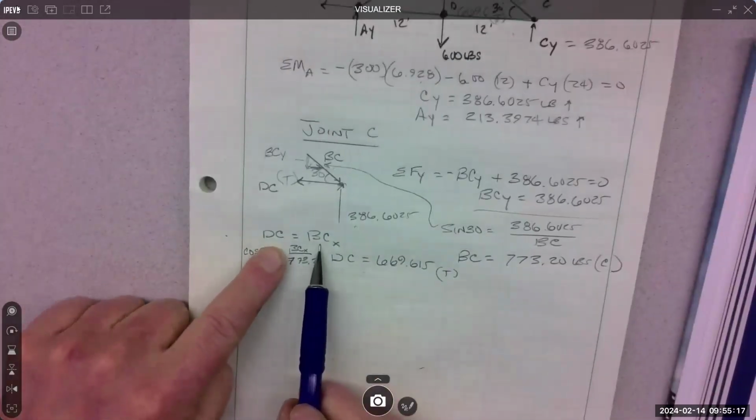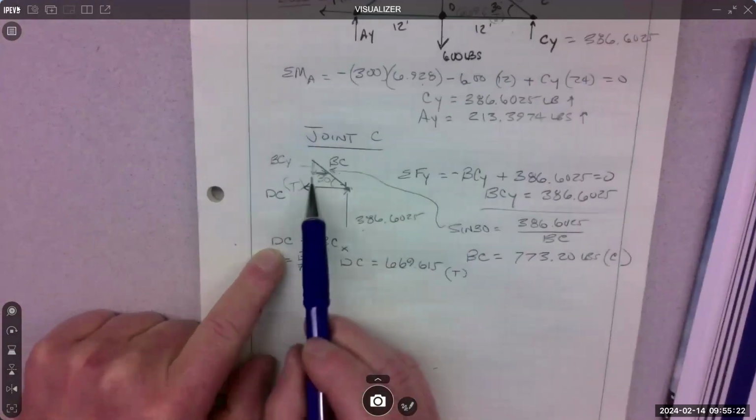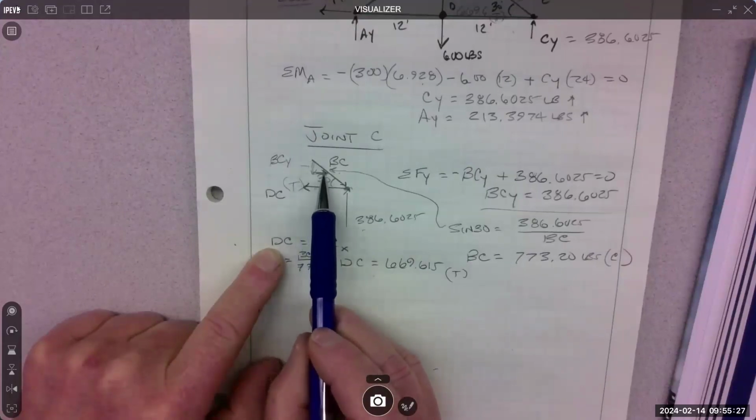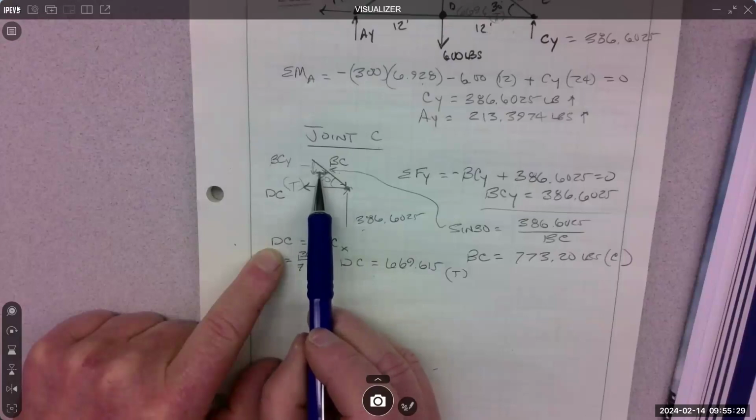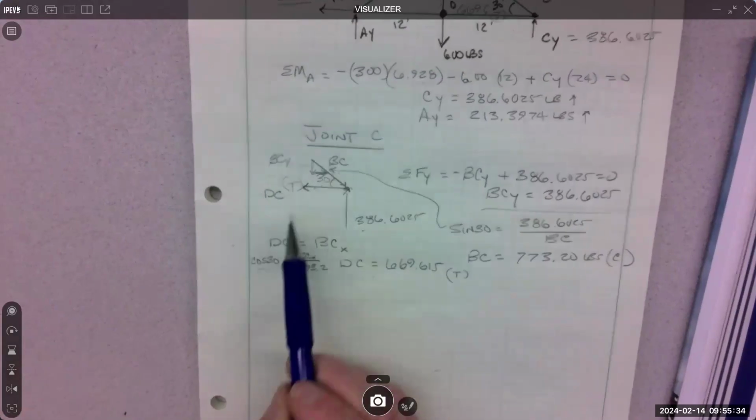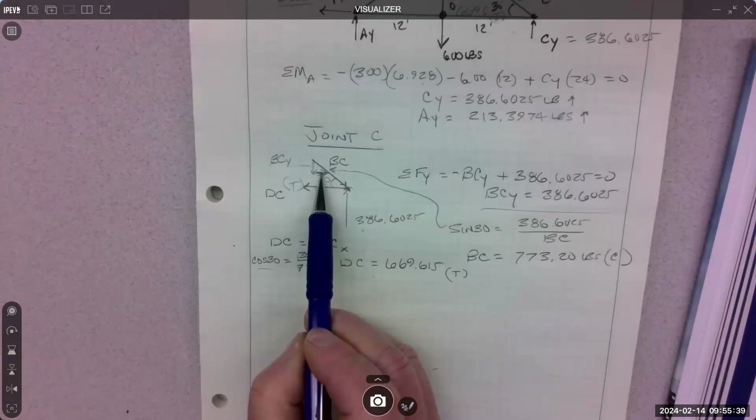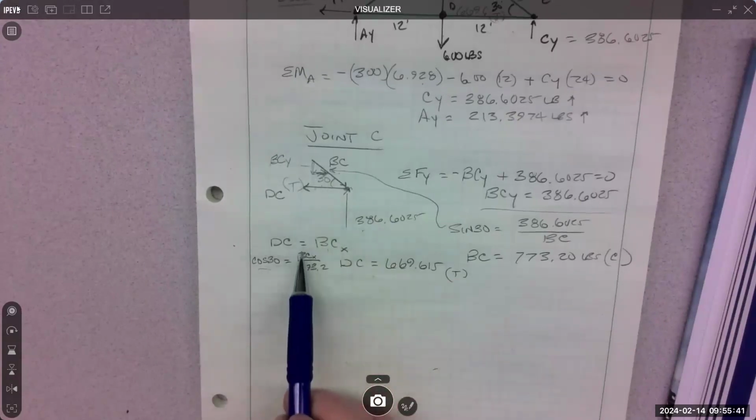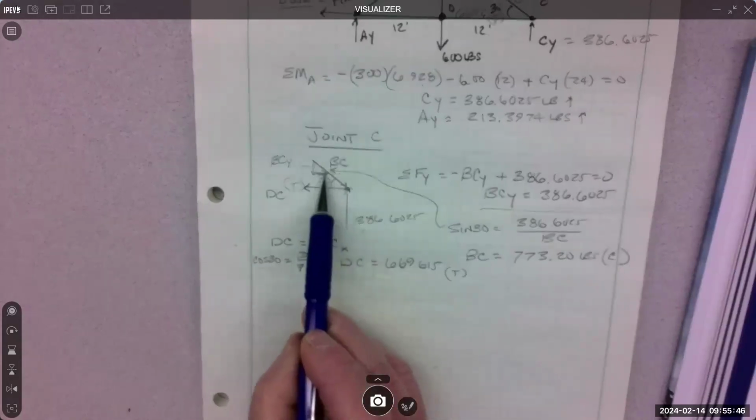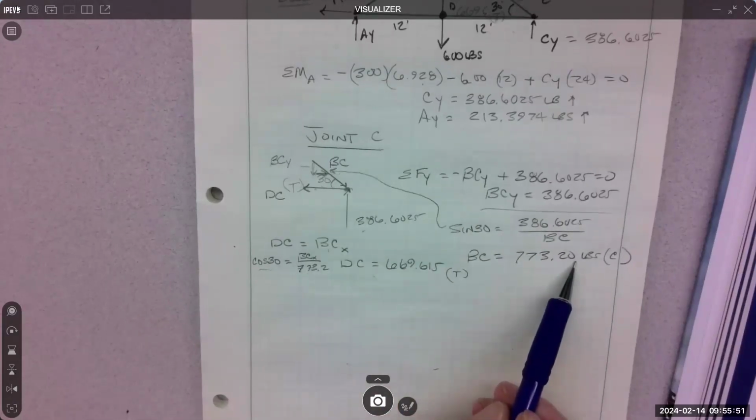So first I had to understand that BCX and DC are equal because they're the only two X forces. And then I use this little triangle right here to get BCX, which is equal to DC. So I use the cosine 30. Here's the 30 right up in here. Cosine is the adjacent side, that's BCX, and divide by the hypotenuse of BC, which was 773.20.